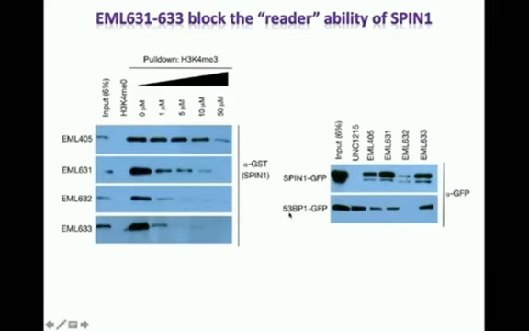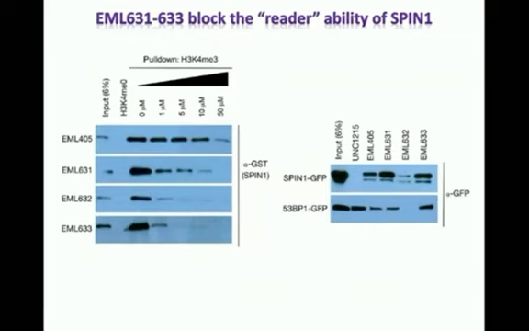Okay, what about 53BP1-GFP? 53BP1 is considered in this setup as a positive control, because we know already from before that EML631 can inhibit 53BP1. So we use it as a positive control to check if the binding or the inhibition is occurring.